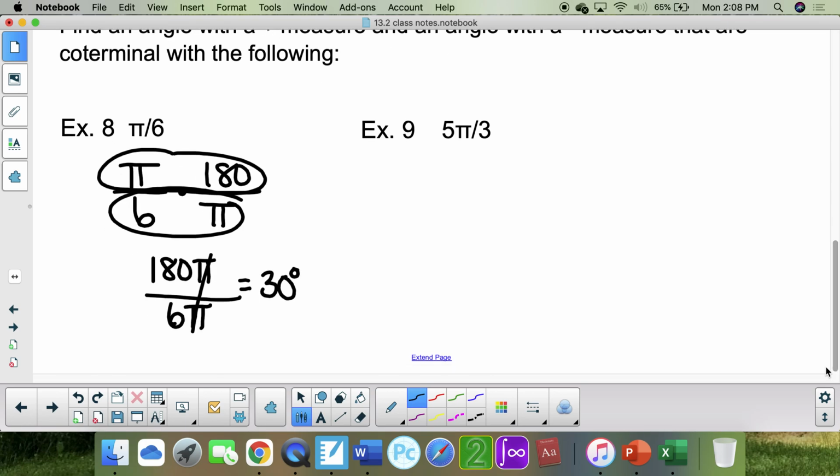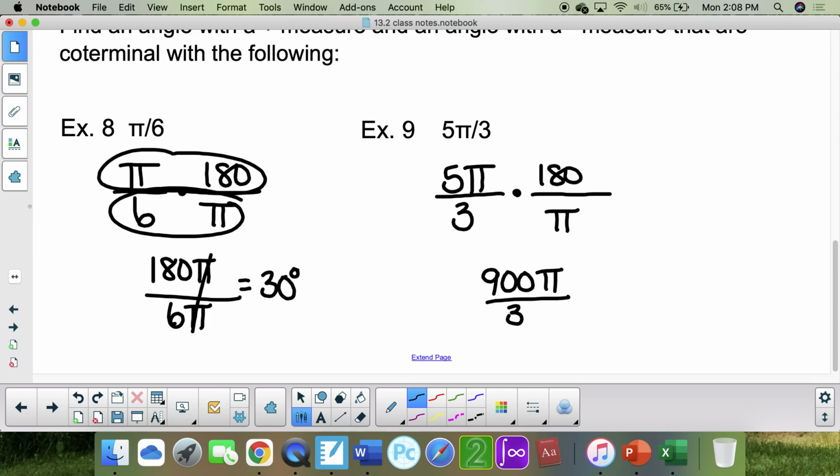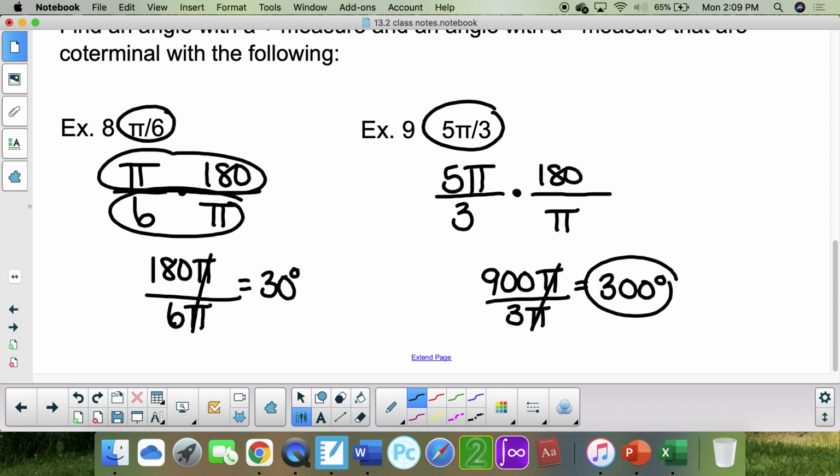Let's go the other way. 5 pi over 3, and that's in radians, so this would have to have a pi down here so that the pi's cancel out, and this would be 180. So 180 times 5 is 900 pi on the top over 3 pi on the bottom. The pi's cancel out. 900 divided by 3 is 300 degrees. 5 pi over 3 and 300 degrees are exactly the same thing. Pi over 6 and 30 degrees are exactly the same thing.